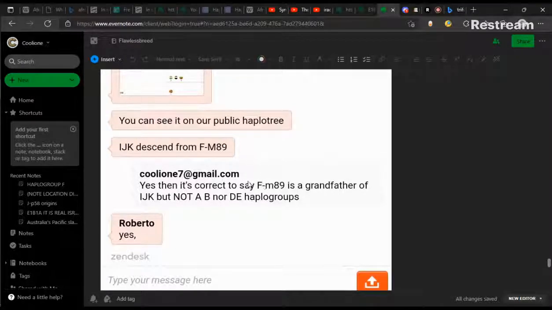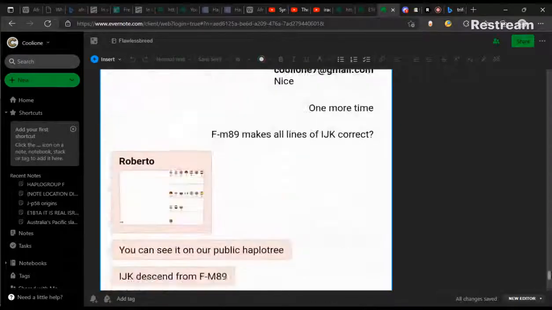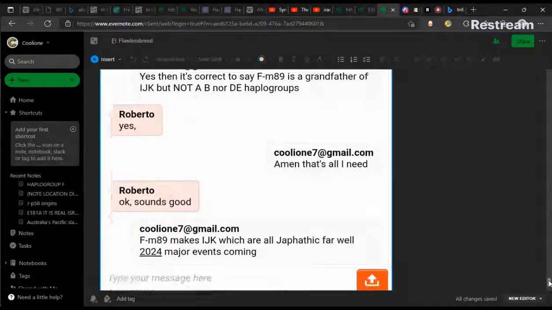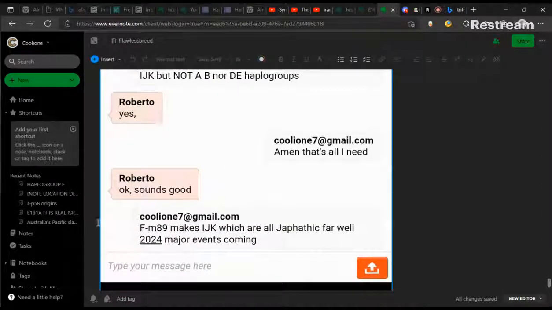So CF doesn't make A and B, nor does it make D and E, right? That's an example of an ancestral split. So three different lineages there. That's what this was here. It's just a piece of evidence by a geneticist, showing that what we have here is going to be that season. And if you know me, when it comes to prophecy, I got a prophecy on my page where I talk about some very important things. So I'm just going to say this in a blunt form. F-M89 makes IJK, which are all Japhetic.